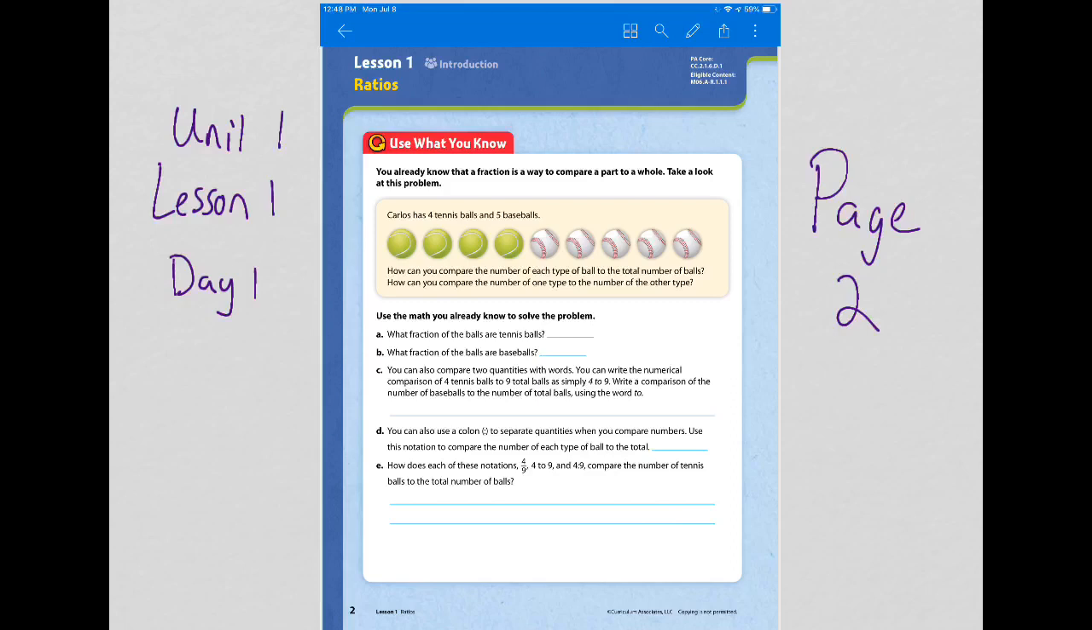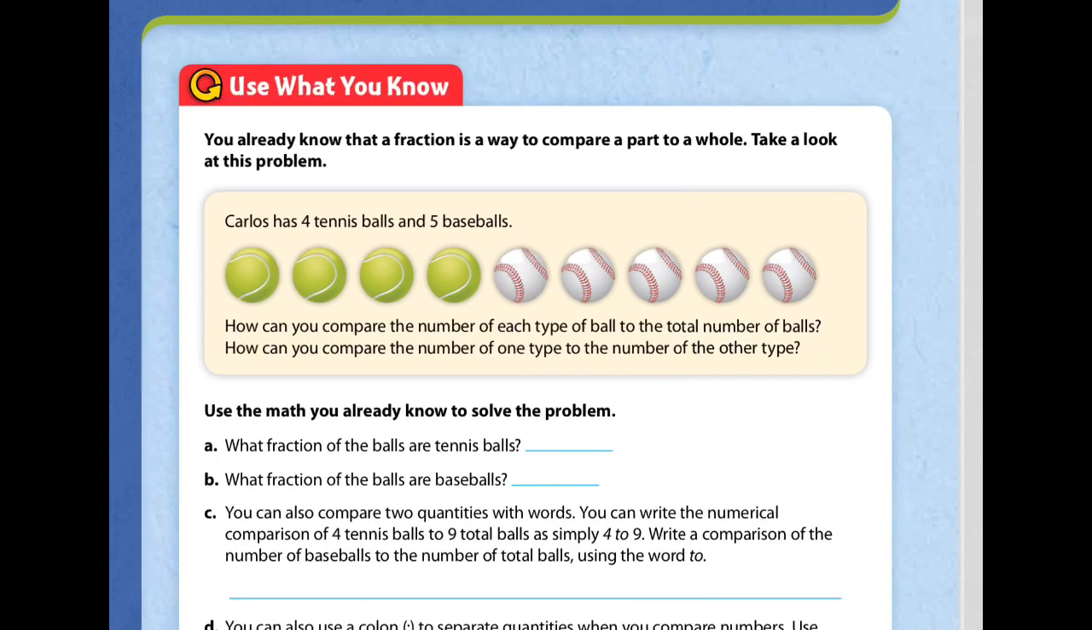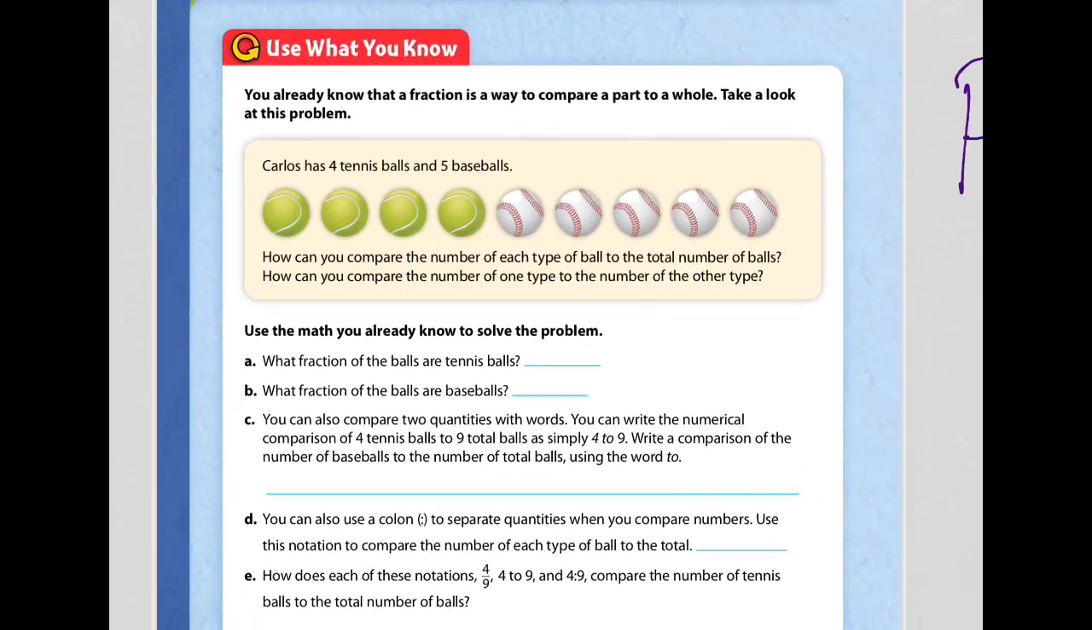We are starting with lesson 1, and it is on ratios. So here's what we're going to do on page 2. Page 2 was about using what you already know about fractions, what you learned in 5th grade, to answer some questions about something called ratios. So we'll start by reading it, then I'm going to give you a job. It says, you already know that a fraction is a way to compare a part to a whole. Take a look at this problem.